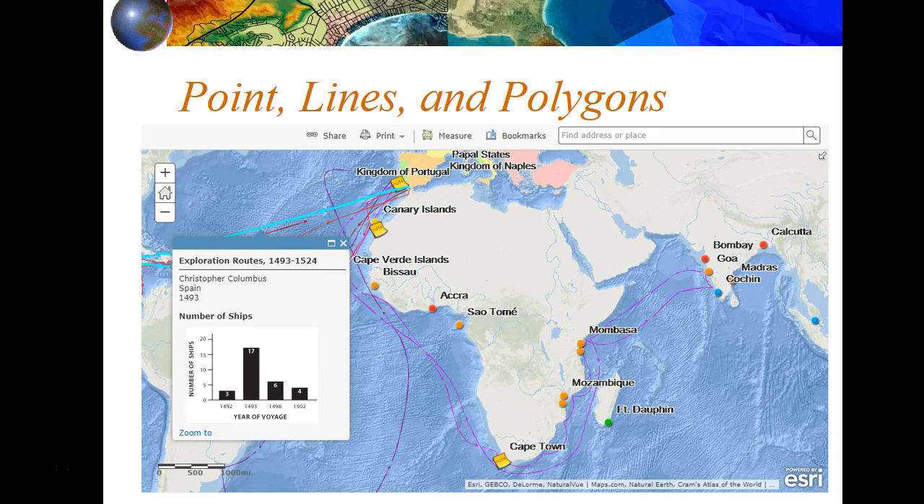The line data are the lines of routes of explorers, symbolized by the country they explored for. You've got a customized pop-up there for one of the lines showing Christopher Columbus's route with an embedded image of a bar graph showing the number of ships. You've also got some point data there that is symbolized based on which country controlled those trading ports in Africa or Asia, and we have some polygon data up at the top of the map with the different kingdoms in Europe.